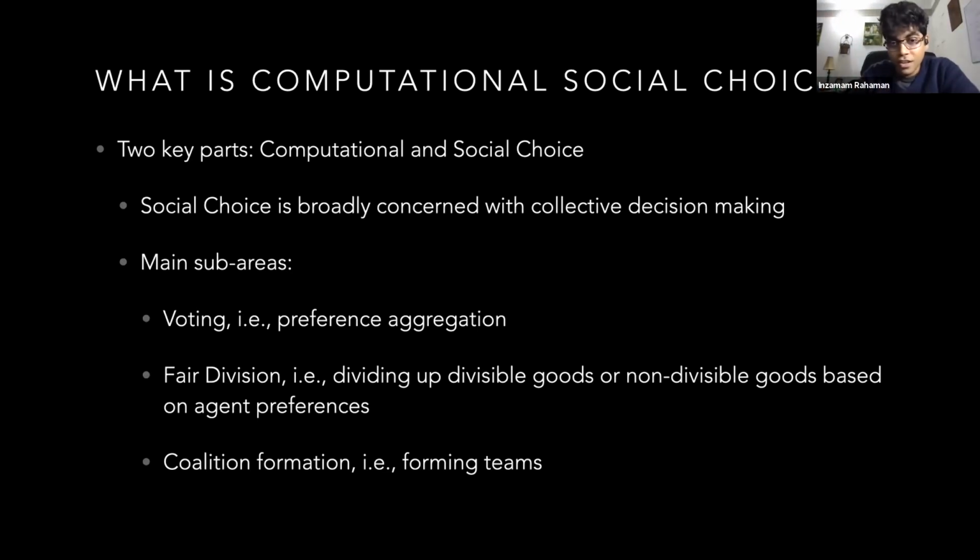There's also fair division, which is concerned with how you divide up goods, either divisible or non-divisible, based on agents' preferences. And of course, in here you find interesting problems such as cake cutting with envy, and you find interesting applications in things like participatory budgeting, which is a very interesting approach towards managing, say, a company's or even a country's finances. Then you have coalition formation, which is concerned with how you take people's skill sets and their preferences to form teams of people.